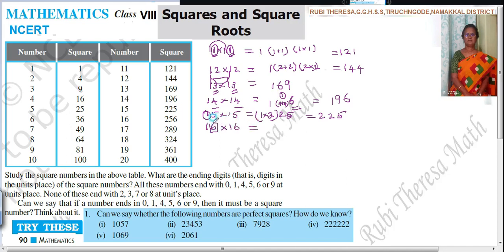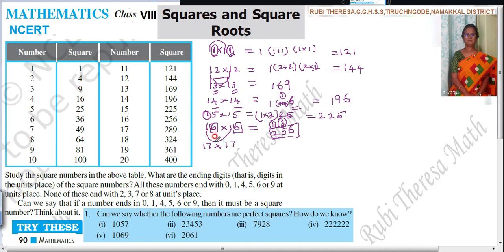Next 16 into 16. Which number you have to take? 6. You have to multiply these two numbers. 6 6s are 36. Remainder 3. Then 6 plus 6 is 12. 12 plus 3 is 15. Remainder 1. 1 into 1 is 1. 1 plus 1 is 2. So what is the answer? 256.